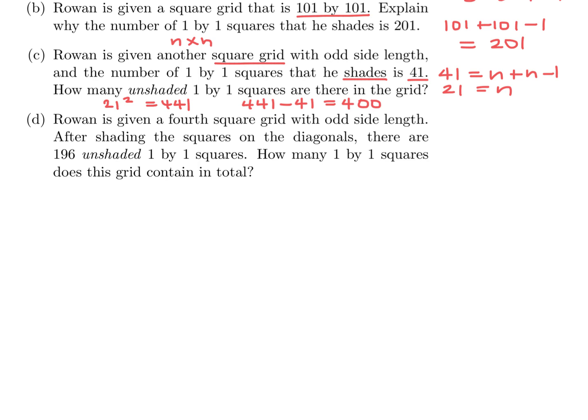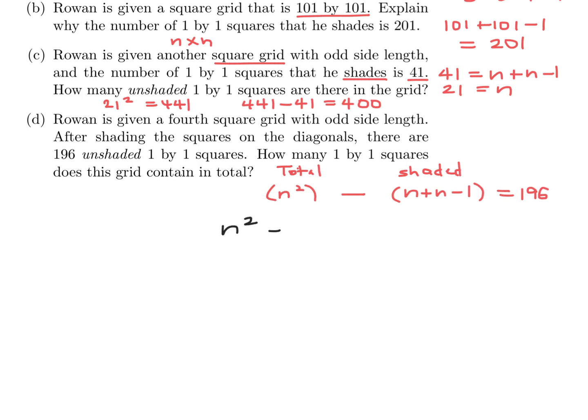And part D: Row 1 is given a fourth square grid with odd side length. After shading the squares on the diagonals, there are 196 unshaded 1 by 1 squares. How many 1 by 1 squares does this grid contain in total? So this is a little bit different. The total is going to be n squared, and the number of shaded is n plus n minus 1, as we've done previously. So the unshaded would be total minus shaded, and they've told me that's 196. So I guess that's just the algebra I have to solve, and it shouldn't be too bad.